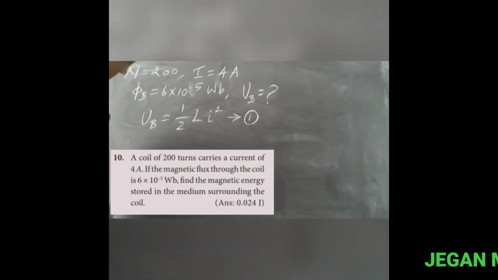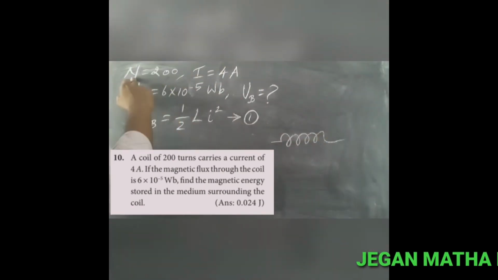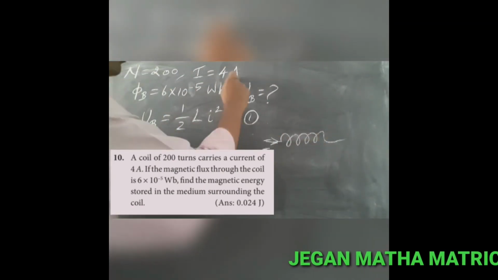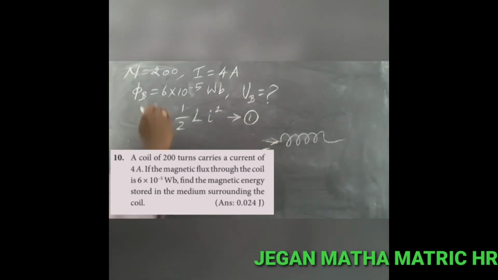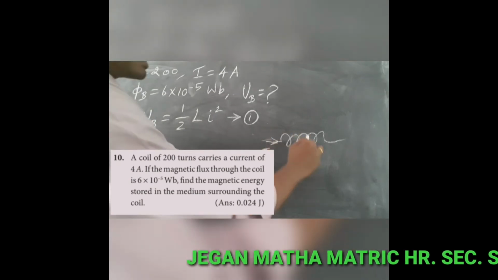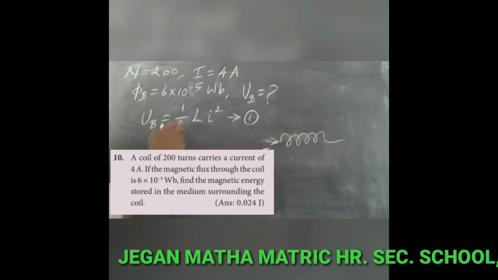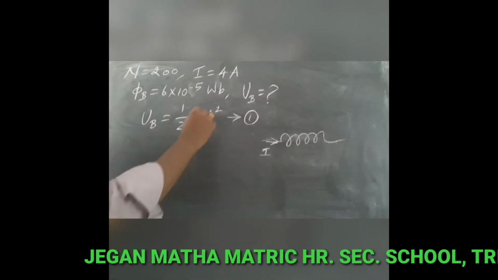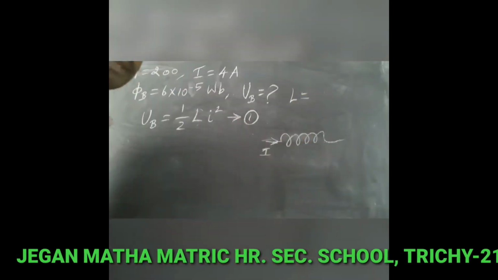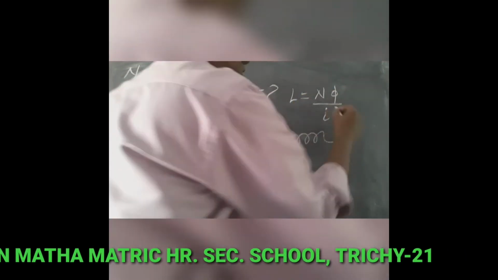Let us solve the 10th problem. So the given coil which has the turns 200 carries the current 4 ampere. If the magnetic flux in the coil is 6 into 10 to the power of minus 5 Weber, what is the magnetic energy stored in that coil? We know the expression for magnetic energy stored in the coil, 1 by 2 L I square. Here what is L? Self-inductance of the given coil. We know the expression for the self-inductance. L is equal to N phi by I.